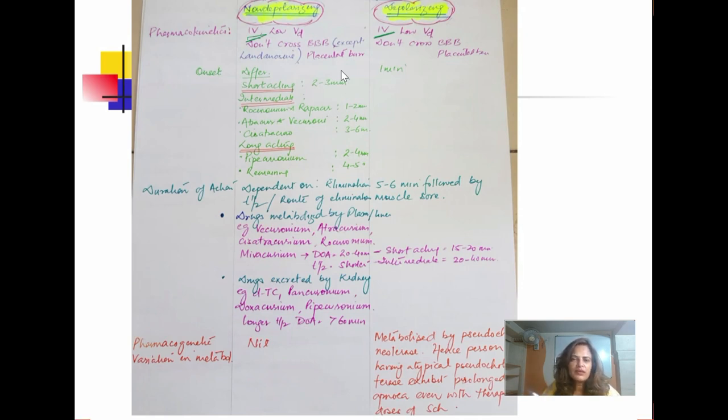Both of them do not cross the blood-brain barrier, except which one? The metabolite of atracurium, laudanosine, can cross the blood-brain barrier and the placental barrier also, and it can cause seizures. Now, onset of action. Onset of action of succinylcholine is 1 minute, and the duration of action is 5 to 8 minutes.